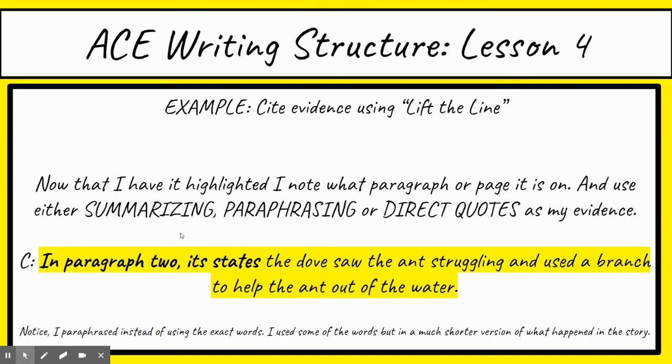Now, I can use summarizing, paraphrasing, or direct quotes. I've chosen to paraphrase. So you're going to see a combination of some of the words that were in the original text and some of my own words, and it's going to be pretty short. So in paragraph 2, it states, the dove saw the ant struggling and used a branch to help the ant out of the water. Again, notice that I've paraphrased here. I've used some of the words that are in the text and some of my own words, but it's a lot shorter version of what happened in the story.